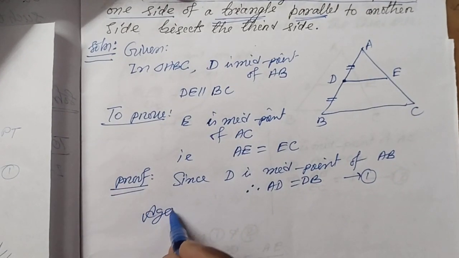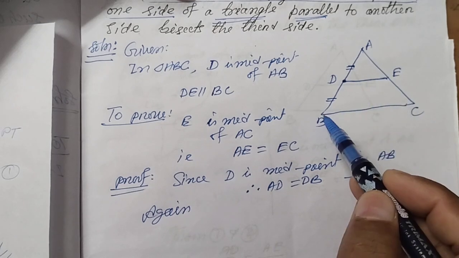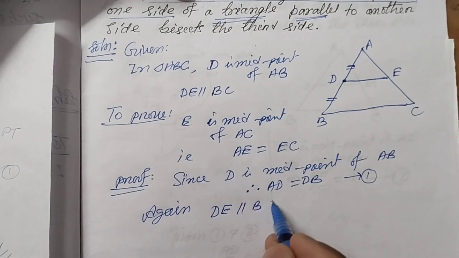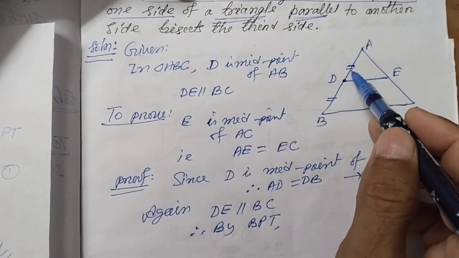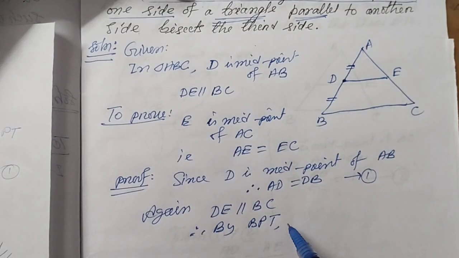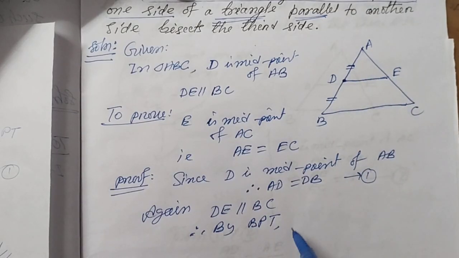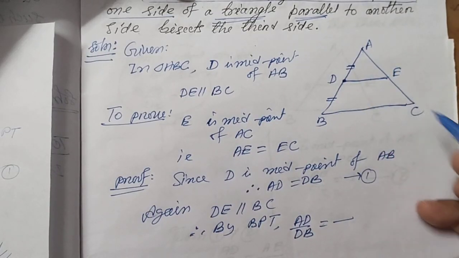Again, see, what is given? It is said that DE parallel BC. Therefore, what we can say? By BPT, the ratio must be equal. AD by DB equal to AE by EC. Corresponding ratios must be equal of the other two sides, meaning AB and AC. So AD by DB equals AE by EC.